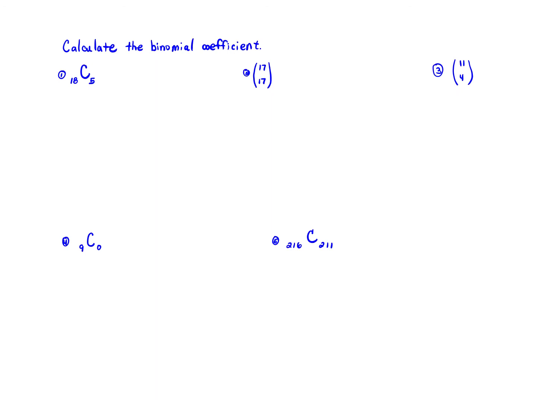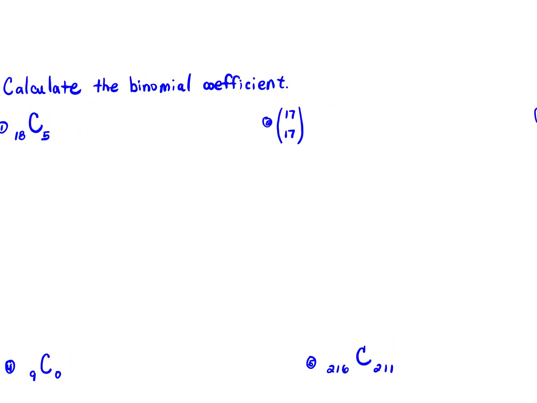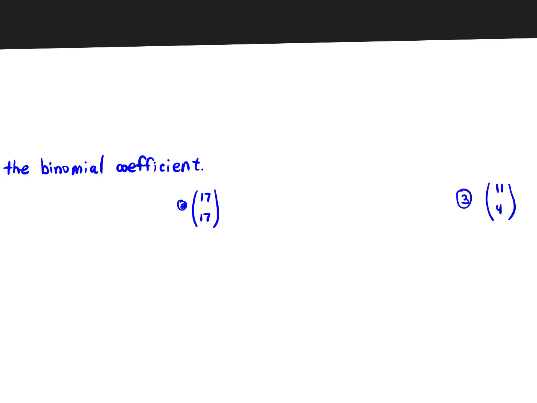2 of them will be this calculate the binomial coefficient. All right, on your desk, either at home or here, you can have one tiny little Post-it that has the binomial coefficient formula and Pascal's triangle, the pattern. Other than that, nothing else on your desk. So let's look at this first one. First of all, let's write down the formula. The formula is n factorial over n minus r factorial times r factorial.